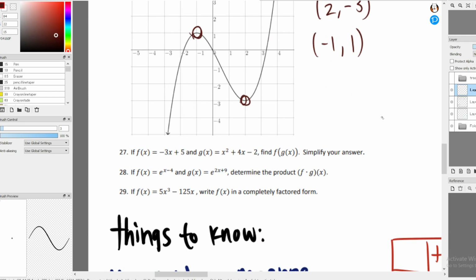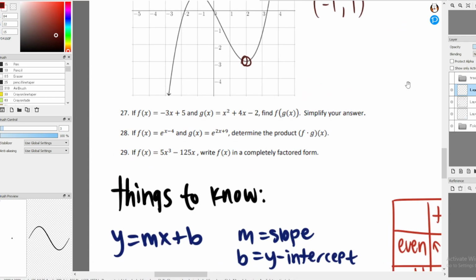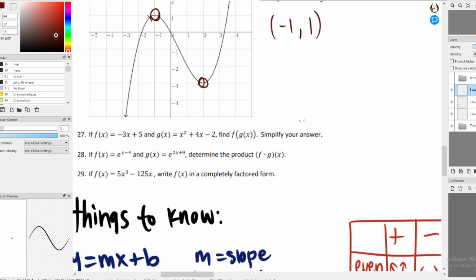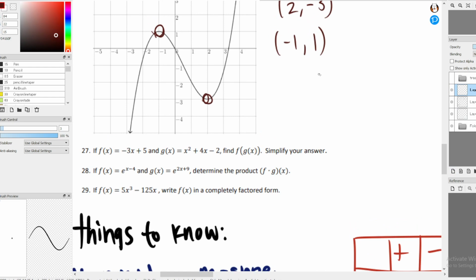Next, we have: if f of x equals negative 3x plus 5, and g of x equals x squared plus 4x minus 2, find f of g of x. This is the same as writing f composed with g, basically. So we'll do negative 3 times x squared plus 4x minus 2, plus 5.